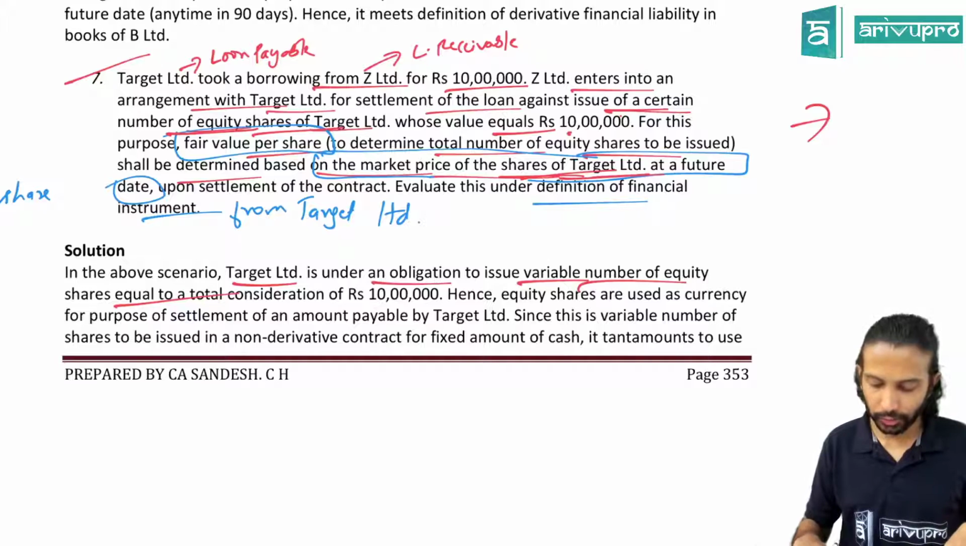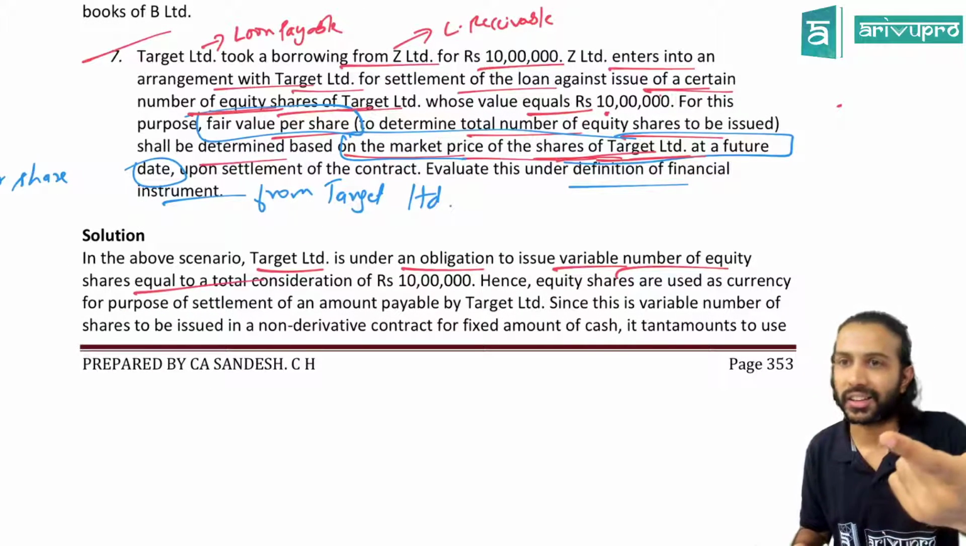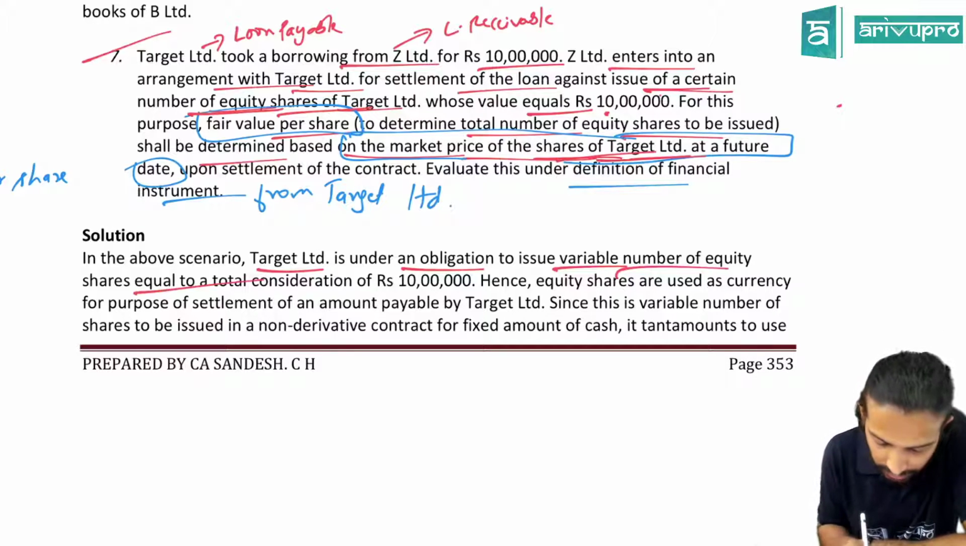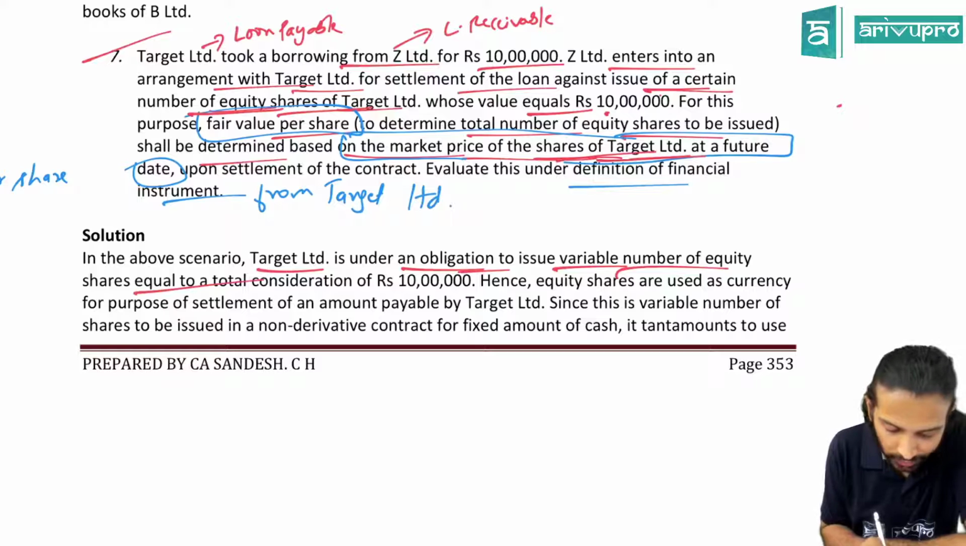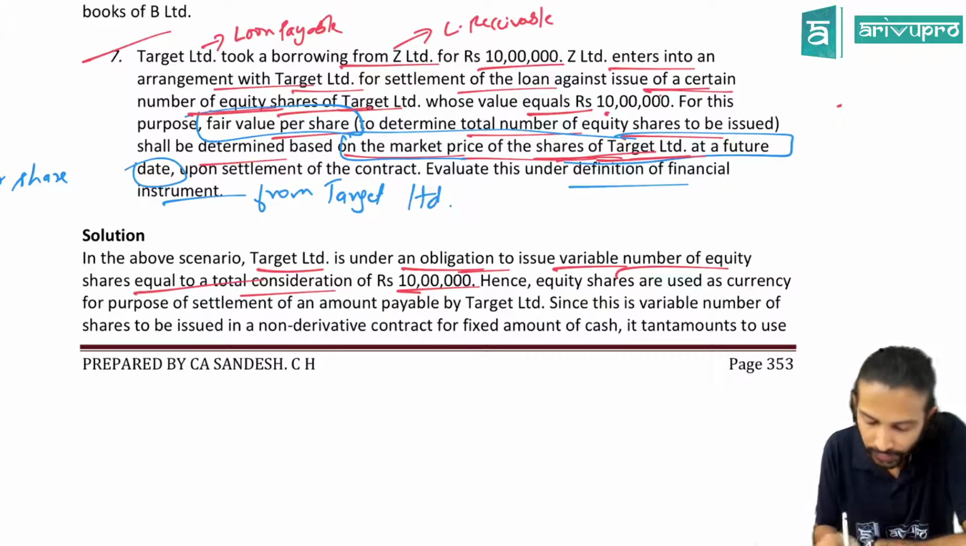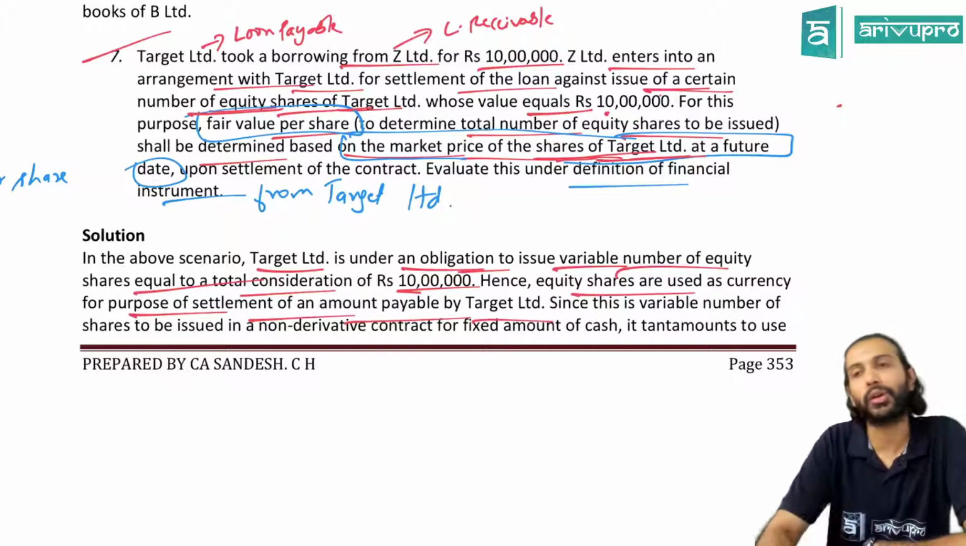There's also one more line here, if you want you can write. What is that one more line I told? You're using equity shares as a currency. So that line, if you want, you can bring in. That is a keyword. Since it's under an obligation to issue a variable number of equity shares equal to a total consideration of 10 lakh, the number of equity shares is varying. Hence, equity shares are used as currency for the settlement of the amount payable to Target Limited.